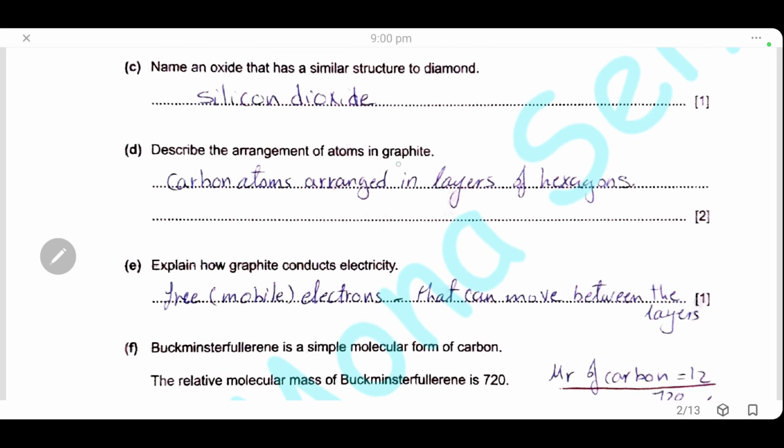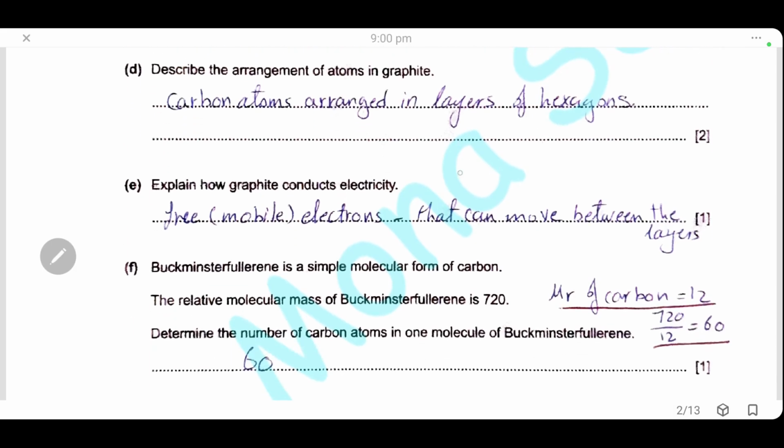Describe the arrangement of atoms in graphite. In graphite, carbon atoms are arranged in hexagons, and these hexagons are linked into layers. So we can write carbon atoms arranged in layers of hexagons. Explain how graphite can conduct electricity. In these hexagons, each carbon atom is bonded to 3 other carbons, leaving 1 electron not involved in the bonding. So these free electrons can move between the layers and carry the current.